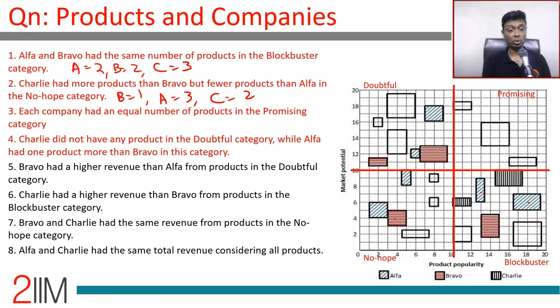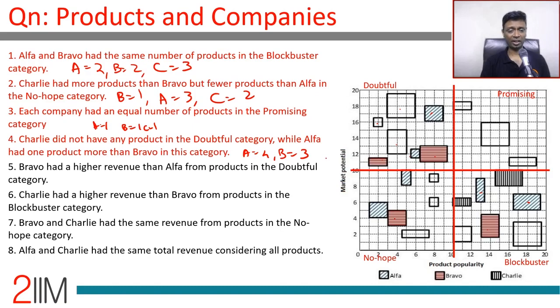Each company had an equal number of products in the promising category. Wonderful. 1, 1, 1: 1 Alpha, 1 Bravo, 1 Charlie. Charlie did not have any product in the doubtful category, while Alpha had 1 product more than Bravo. So in the doubtful category, there are 1, 2, 3, 4, 5, 6, 7. No Charlies. 1 more Alpha than Bravo. So Alpha is 4, Bravo is 3.